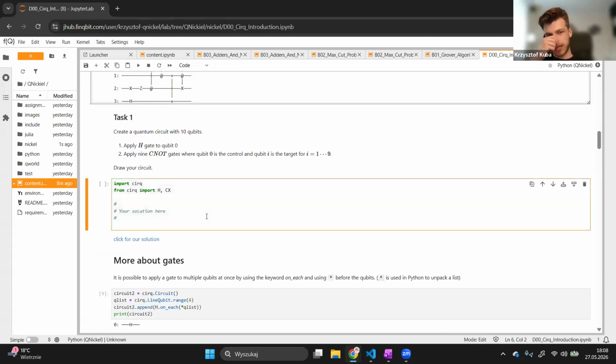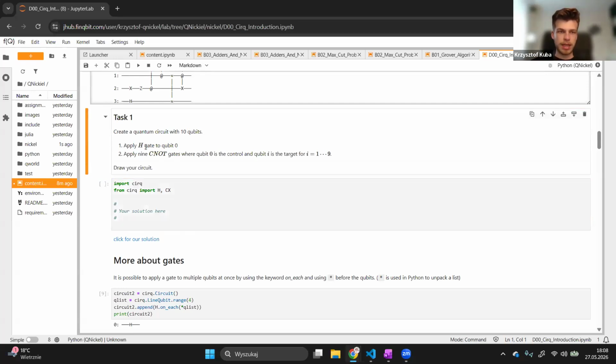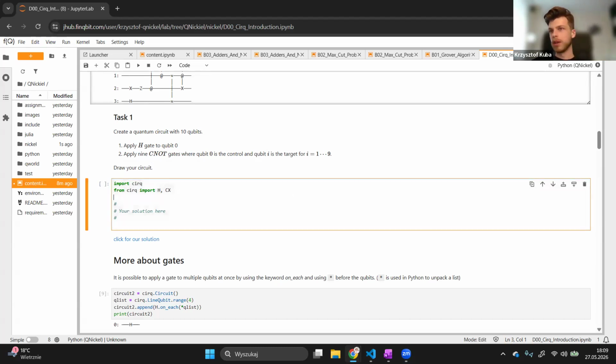So the first task is to create a quantum circuit with 10 qubits, and then apply a Hadamard gate to qubit 0 and 9 CNOT gates where qubit 0 is the control and the other qubit is the target.